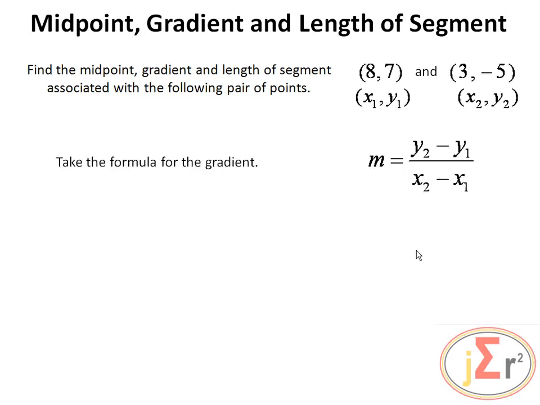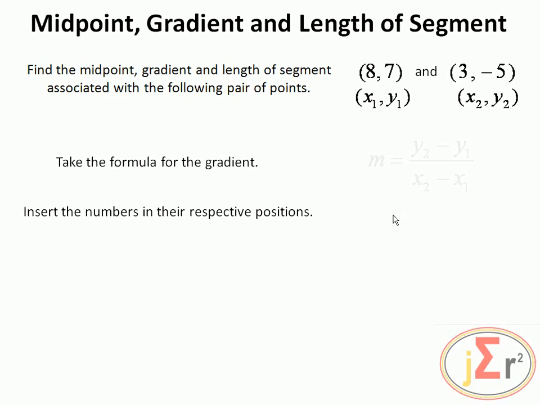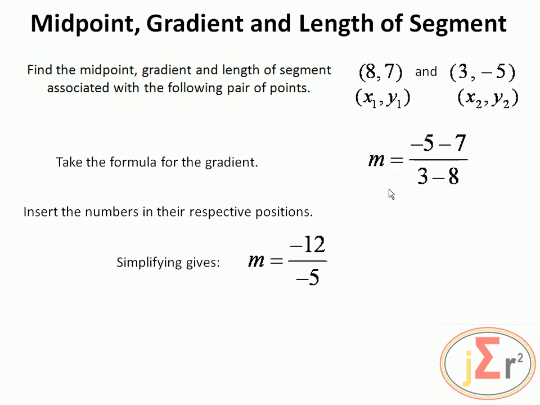Take the formula for the gradient, and we do the same thing. y2 is negative 5, it goes there. y1 is 7, it will go right there. And then we do the same thing for the x's, and the numbers will be inserted in the rightful places. It's just a matter of simplification now. Negative 5 minus 7, this is rule 2 in directed numbers, adding numbers that have like signs. We have a negative 12 right there. 3 minus 8 is negative 5. That is for rule 1 in directed numbers. Of course, negative divided by negative is positive. So the answer, gradient, is 12 over 5.